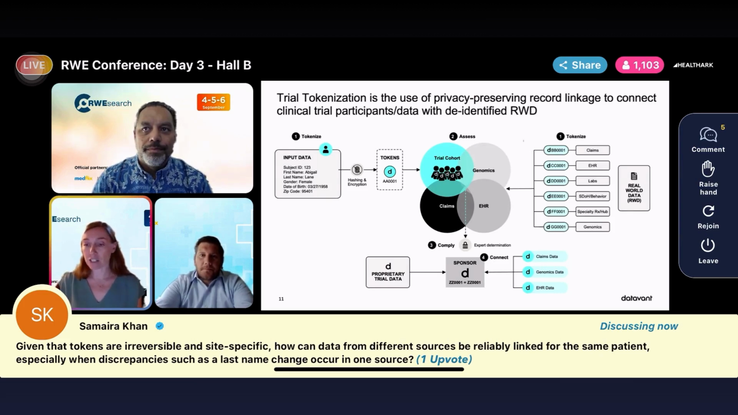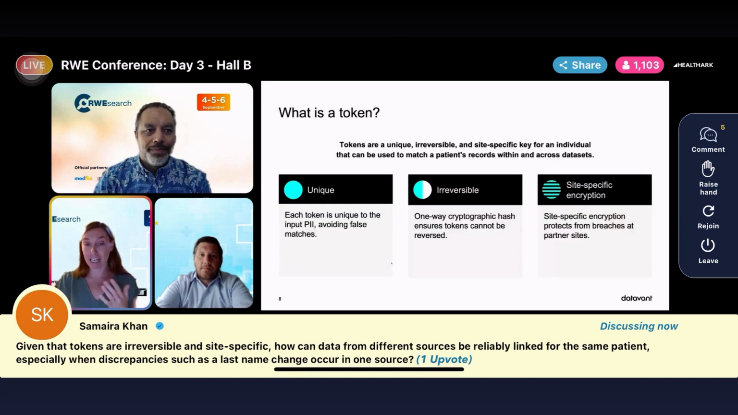The second part of that, especially when discrepancies such as last name change occur in one source. We often talk about this as we generate a token, but really what's happening is the PII that's being entered is actually used to generate a number of different tokens. So you might have a token that is first name, last name, and date of birth. Then you have another one that is first name, last name, and zip code. Then you have another one that is like gender, date of birth, and last name. And so there are a variety of different tokens that are actually generated for an individual. You're actually looking to match on multiple tokens to account for things like maybe somebody's last name is different in one token than another.